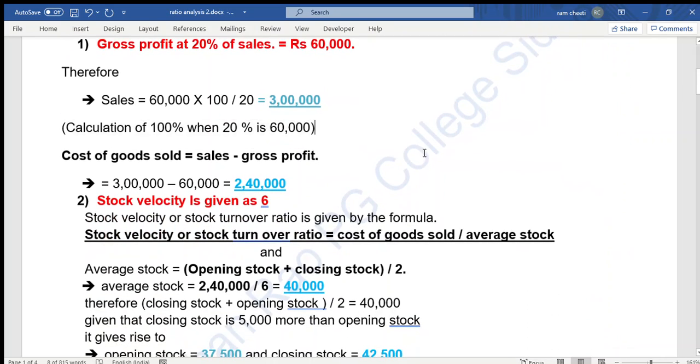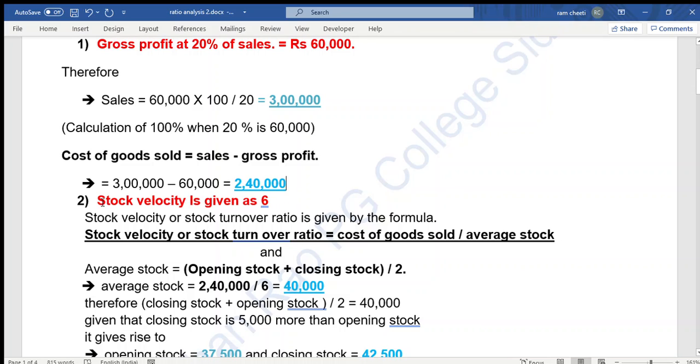And cost of goods sold. From this we can calculate cost of goods sold also. As we know, cost of goods sold is equal to sales minus gross profit. We know the sales figure, that is 3 lakhs, which we have just calculated, and 60,000 is the given figure. So 3 lakhs minus 60,000 is 2,40,000. That is the cost of goods sold.